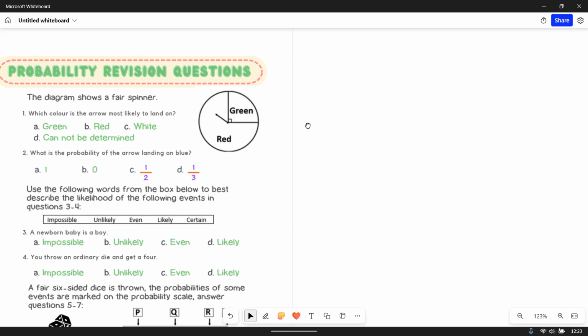Okay. So, what color of the arrow is most likely to land on green? So green is a quarter. So the one which has got the biggest fraction is going to be red. So 1 is B. 1 is C.